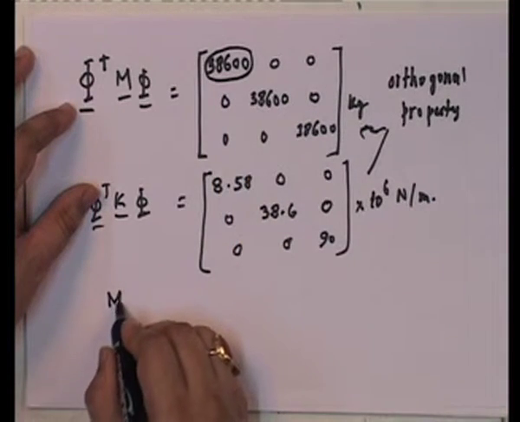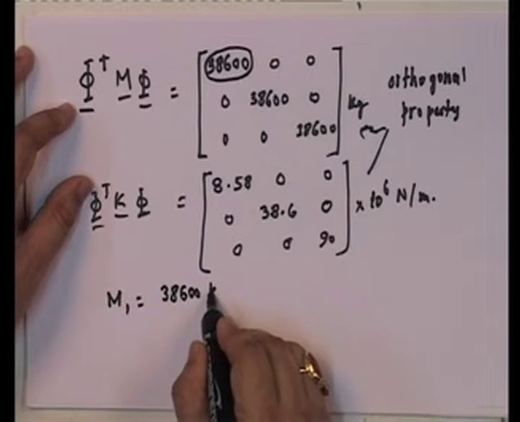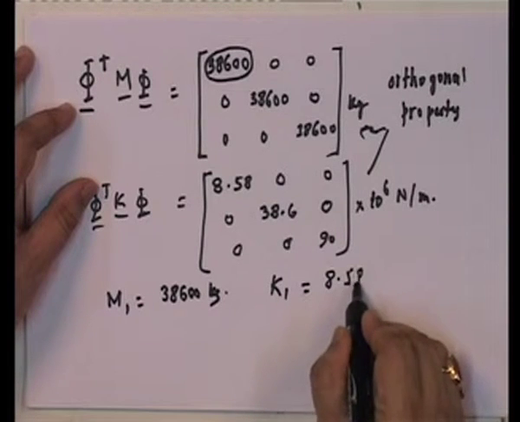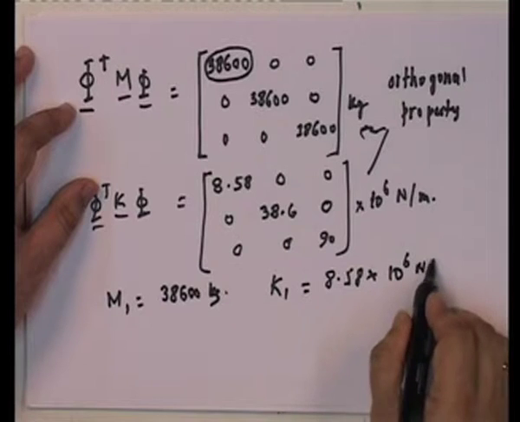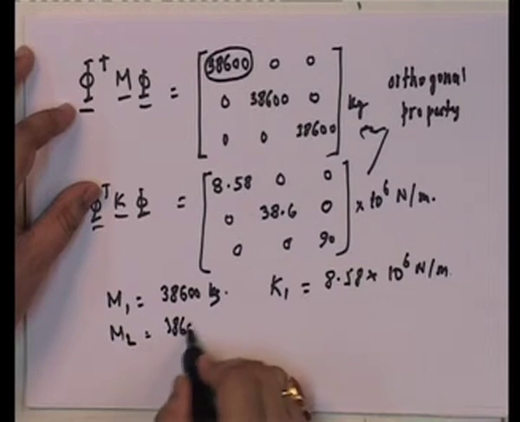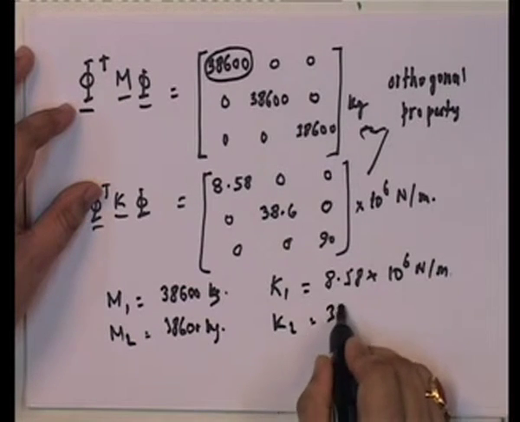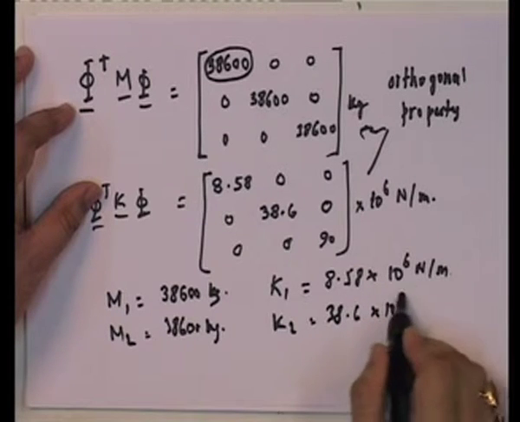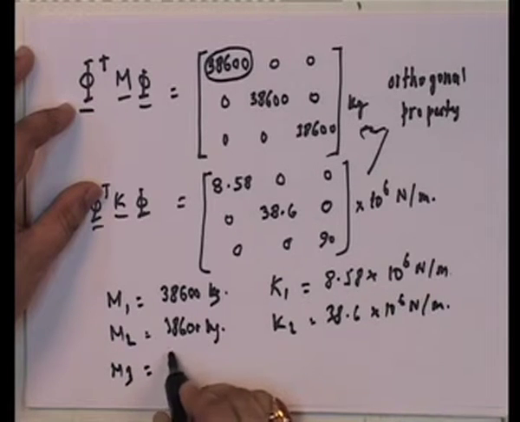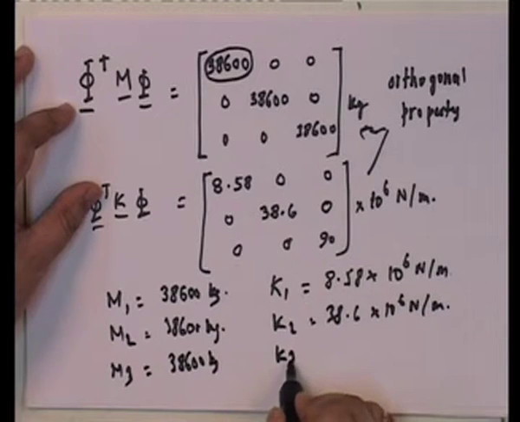So, your M1 becomes 38,600, and K1 is 8.58 into 10 to the power of 6 Newton per meter. Then M2, K2, M3, K3.